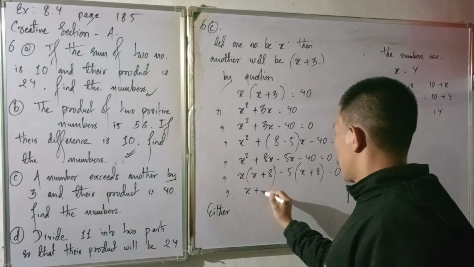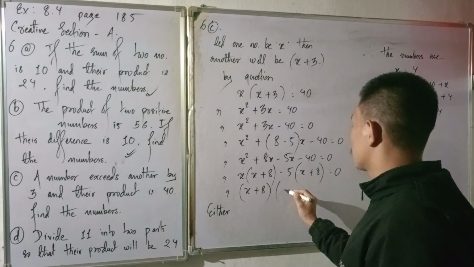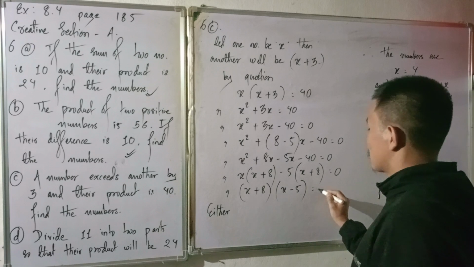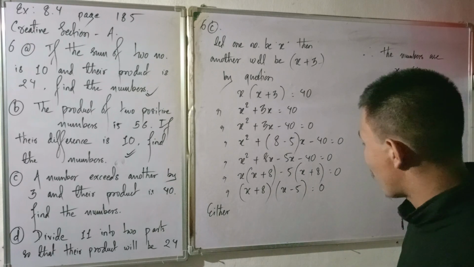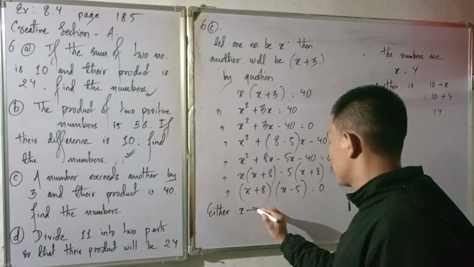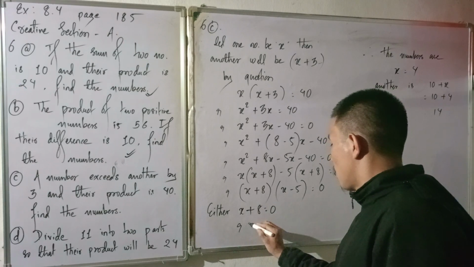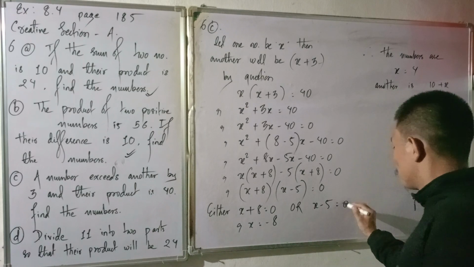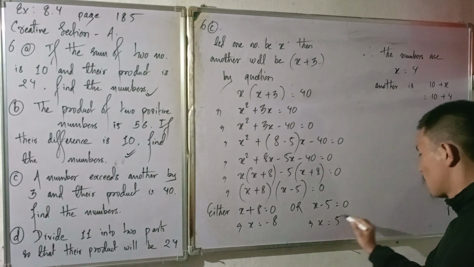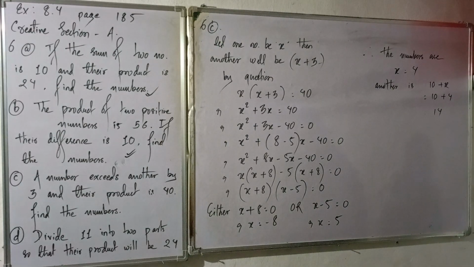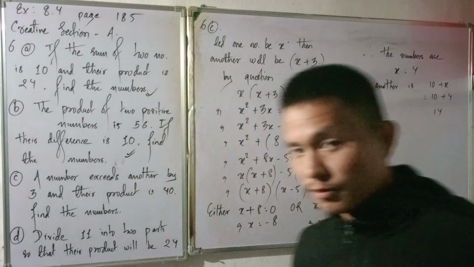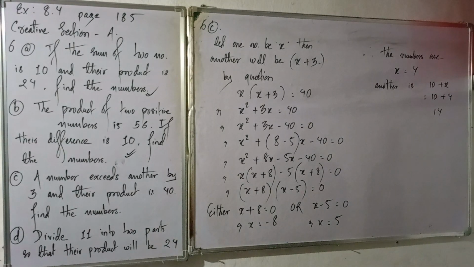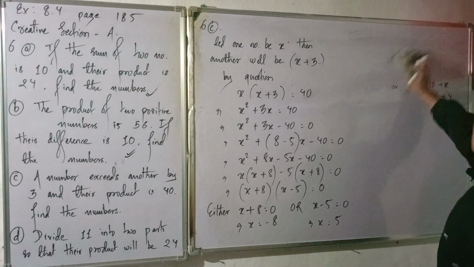Now you take x plus 8 common, and the remaining inside the bracket is x minus 5, equals 0. Now you take either x plus 8 equals 0, so x equals minus 8, or x minus 5 equals 0, so x equals 5. So we have two values for x, one is minus 8 and one is 5. There is nothing mentioned in the question that it should be positive or negative, so we take both values for x, negative and positive.